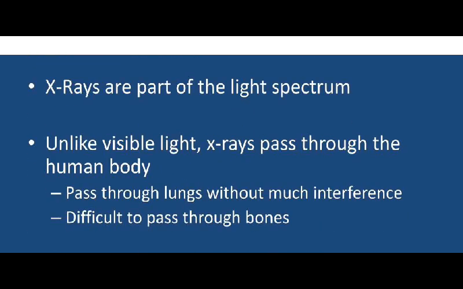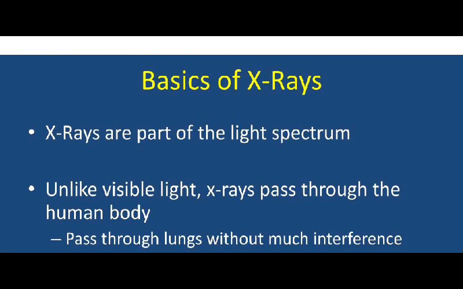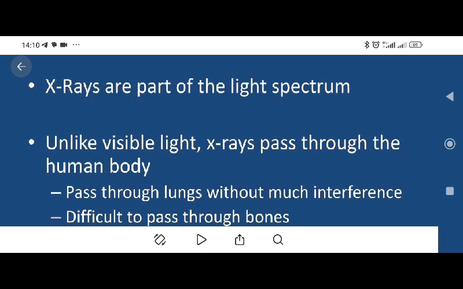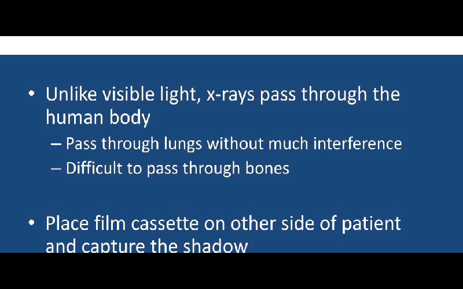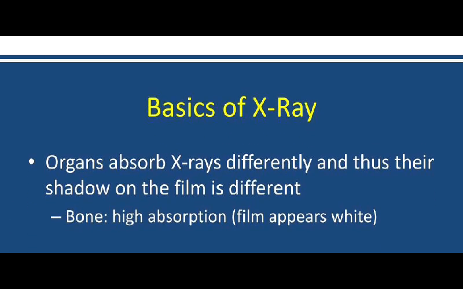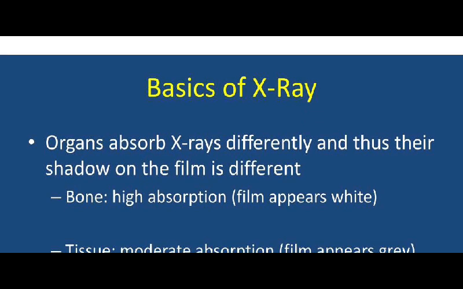Now, in basic X-rays, this is just the introduction part. X-rays are part of the light spectrum, and unlike visible light, X-rays pass through the human body. They pass through the lungs without much interference, which makes them appear black on the radiograph, which you said in class last time. Those parts that are dense, which makes it difficult for X-rays to pass, such as bones, appear white on the radiograph. The organs absorb X-rays differently, and thus their shadow on the film is different.